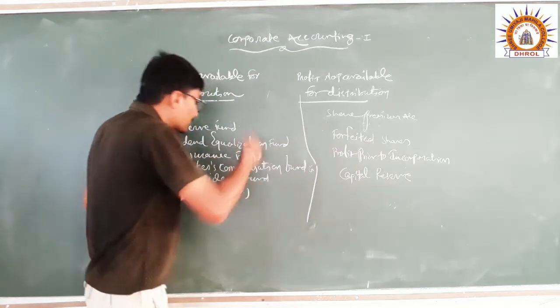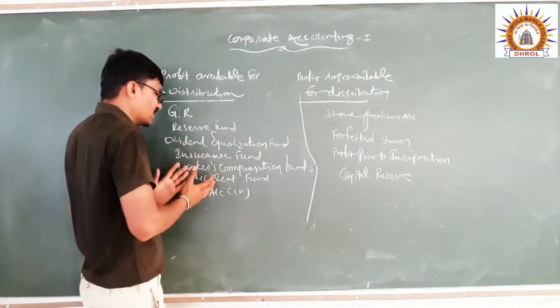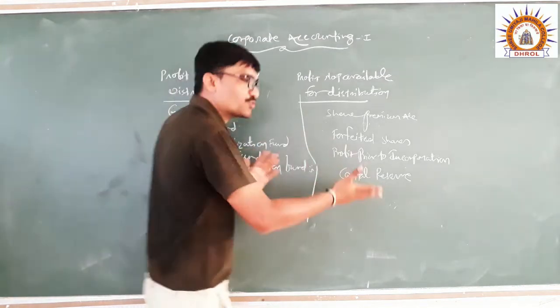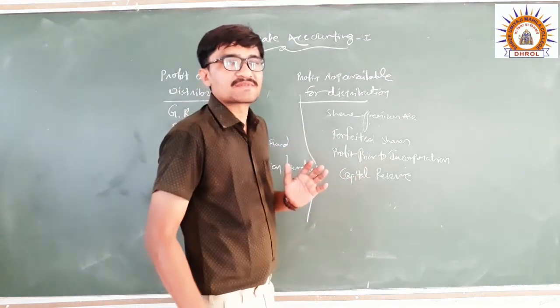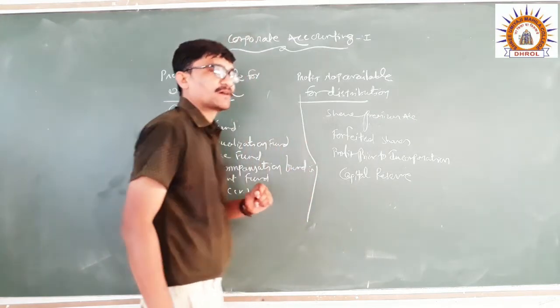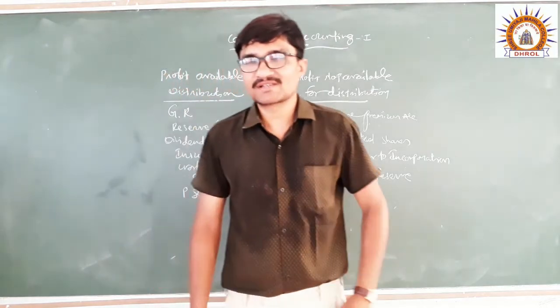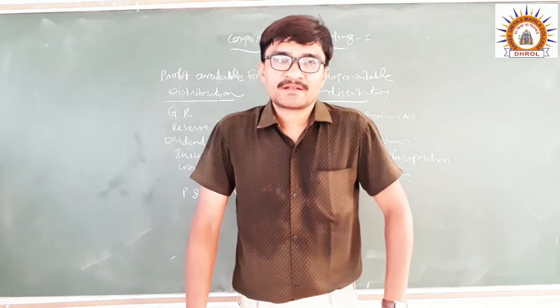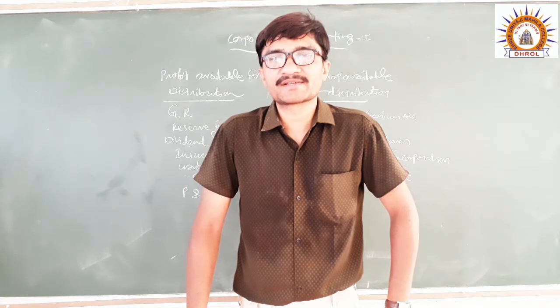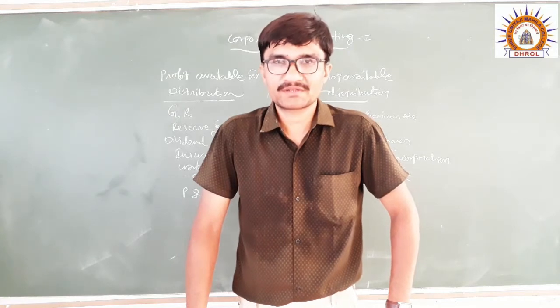But in this profit available for distribution, all these items are transferred to the capital redemption reserve account, not from the capital redemption reserve account. And one major provision is that the amount of general reserves is transferred to CRR also.